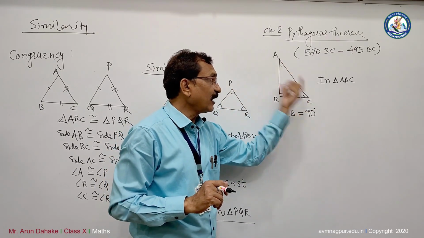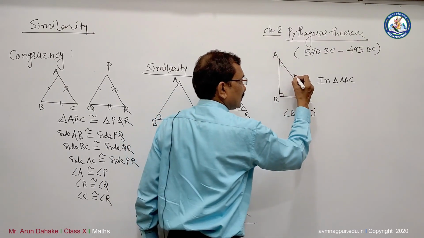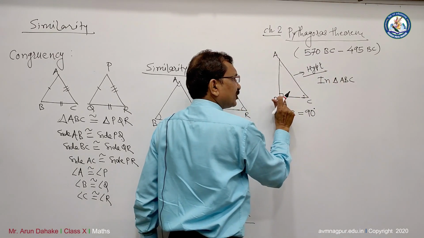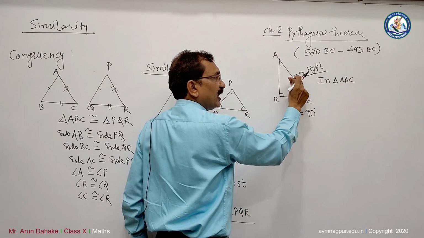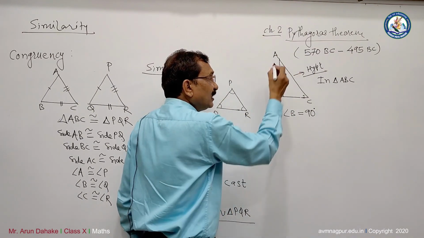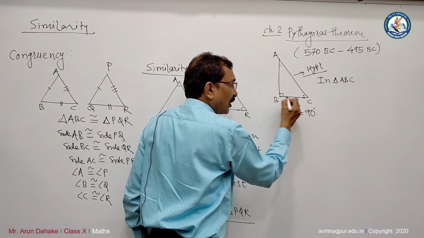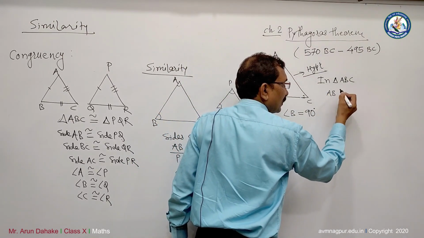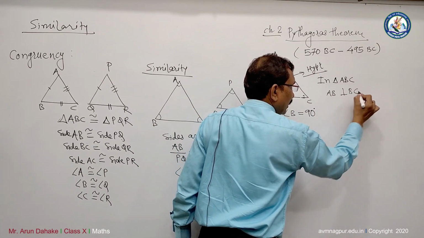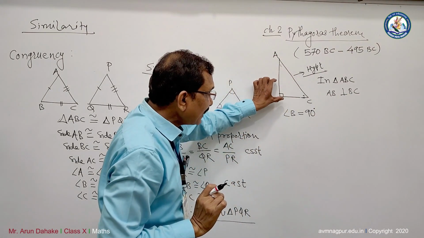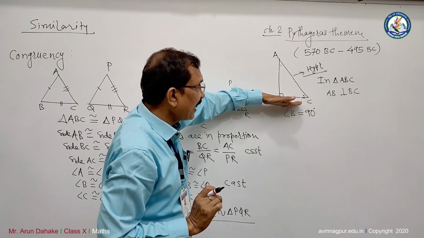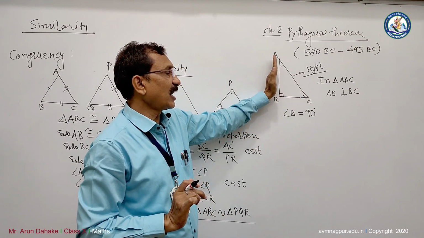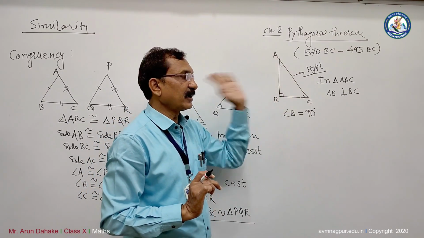Now AC is the hypotenuse. Why is it called the hypotenuse? The side opposite to 90 degrees is called the hypotenuse, and the remaining two sides are perpendicular sides, AB and BC, like this, AB perpendicular to BC. When two sides are perpendicular, BC is the base and AB is the height. So, ABC is a right angle triangle.